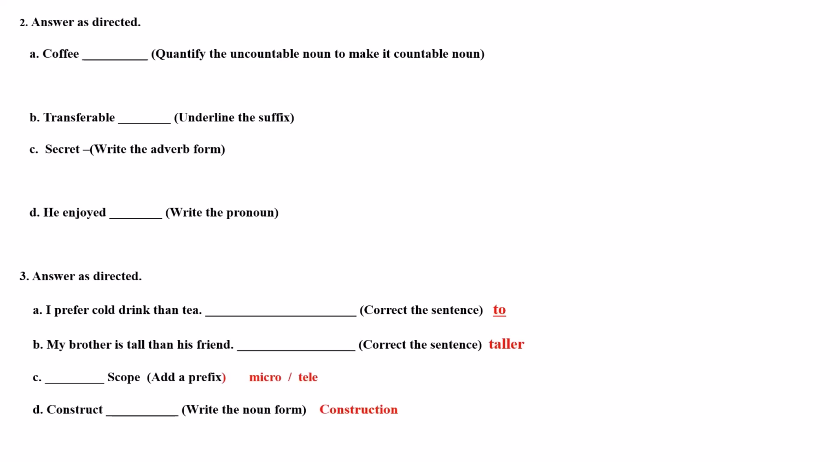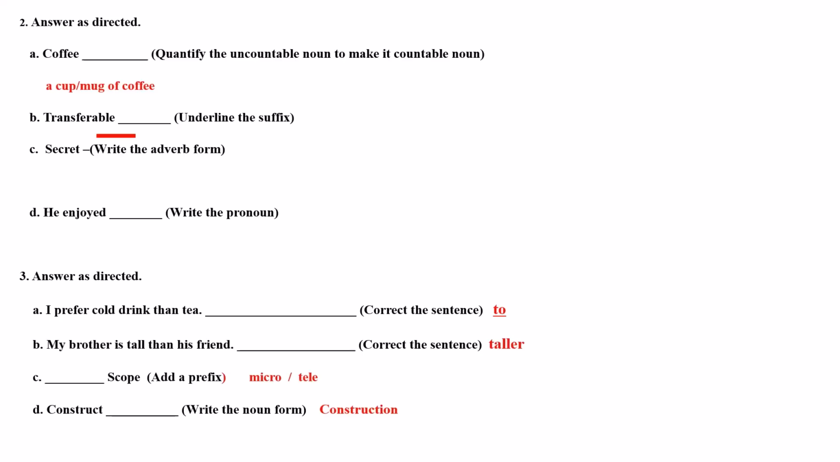So second question, answer as directed. Coffee, quantify the uncountable noun to make it countable. We all know coffee is uncountable. So how do we make it countable? A cup of coffee or a mug of coffee will make it countable. Transferable, underline the suffix. So the ending is the suffix and able is the answer. So you have to write able here.